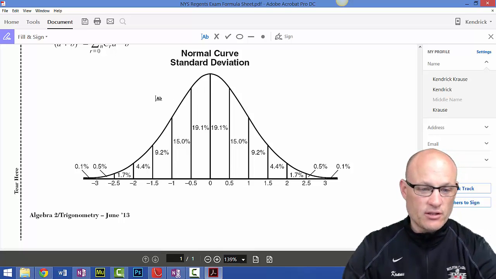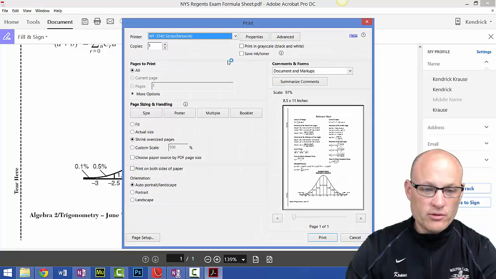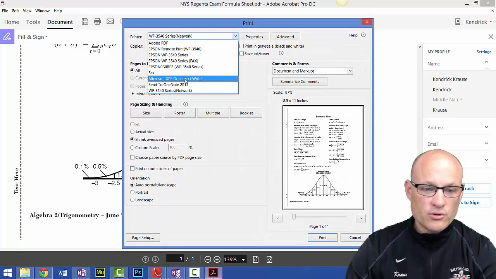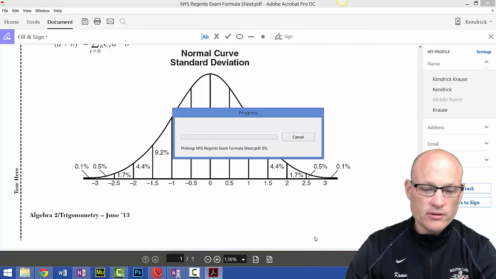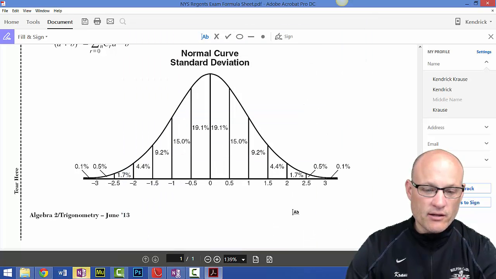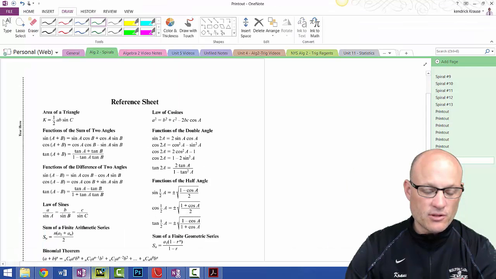You know what? I really want a good copy of this, so let me do this real quick. I'm going to print this to OneNote. Print to OneNote. Click OK. This way I can mark the heck out of this thing and I can show you maybe a little bit better what's going on.